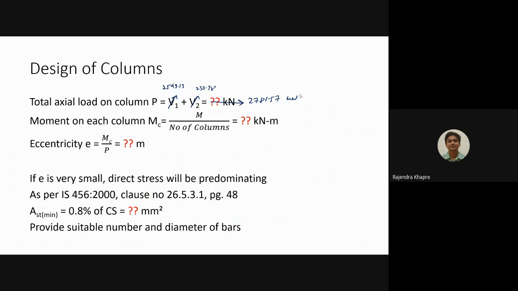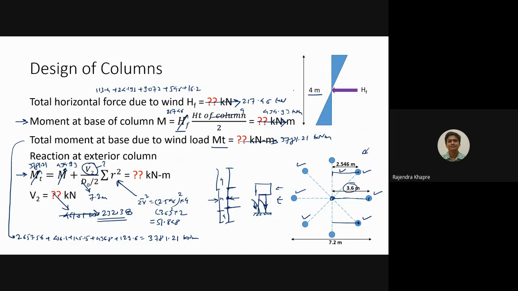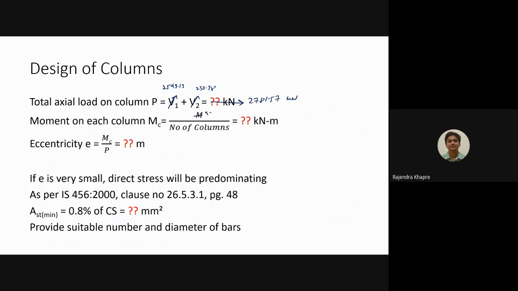Okay, so we have already calculated the value of m. So m value is something like 434.93. Okay, so if you divide this with number of columns as 8, so you are going to get moment in single column. How much is this? 54.36 kilonewton meter. Okay, so this is the moment in each column and this is the actual force in each column.